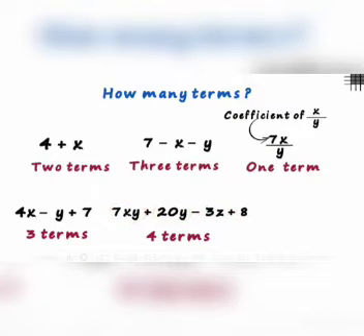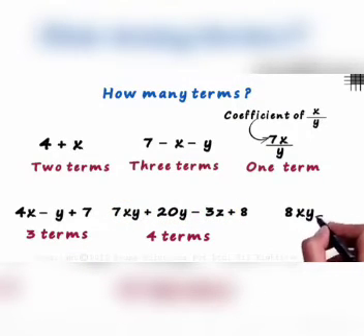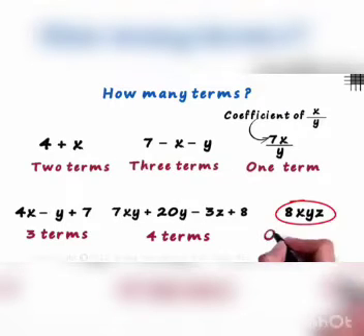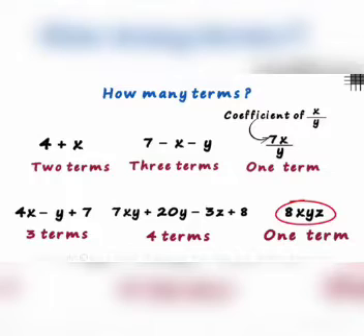Here's the last expression, 8xyz. Since it involves only multiplication, this is just one single term. Even though there are three variables and a constant, this is a single term.